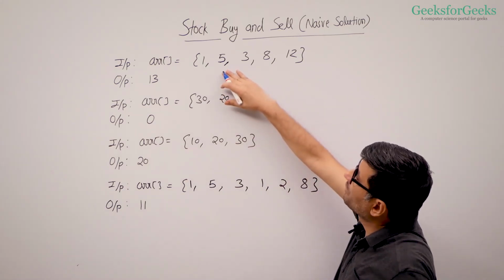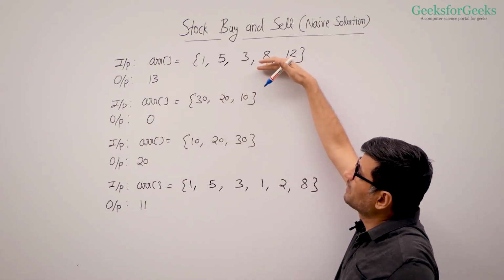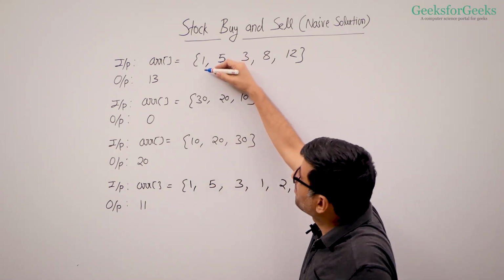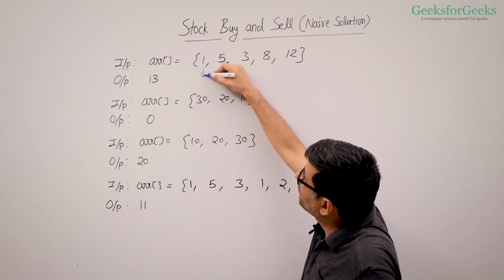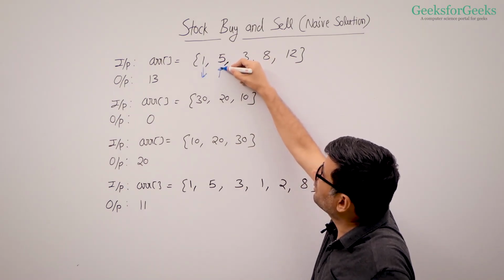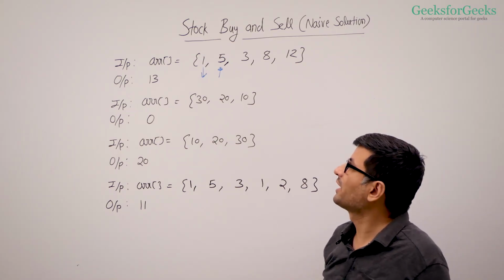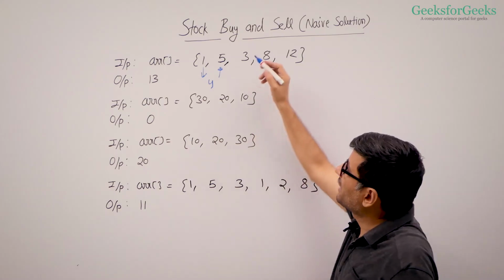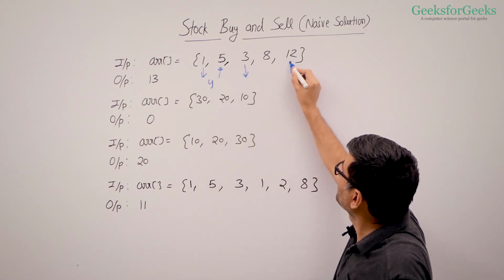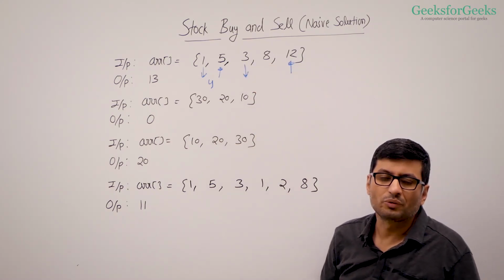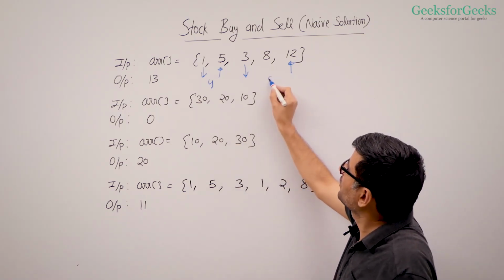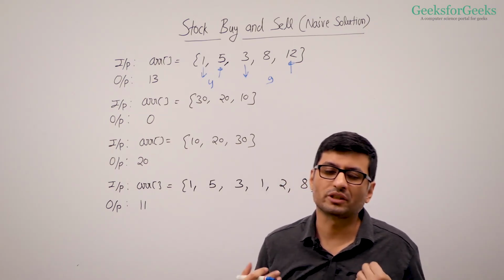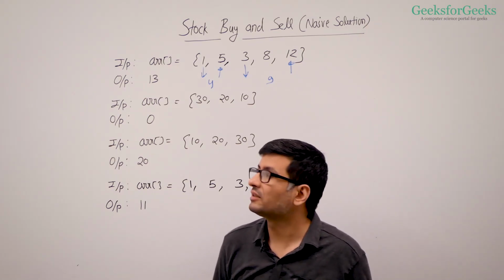In this example, we know the prices of the stock for upcoming 5 days, and you want to maximize the profit. So what you will do, you will buy this stock on the first day and then you will sell this stock on the second day. So you will get a profit of 4. Now you will buy it here again and sell it here again. So you will get a profit of 9. So that's how you get profit 4 plus 9, 13. That's the maximum profit you can get. You cannot get more than this.